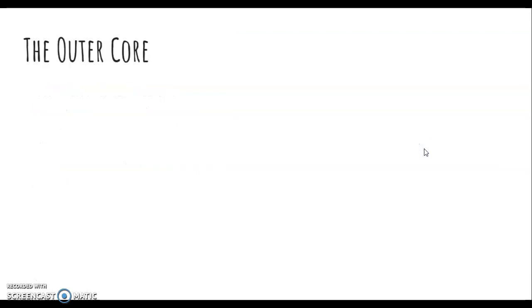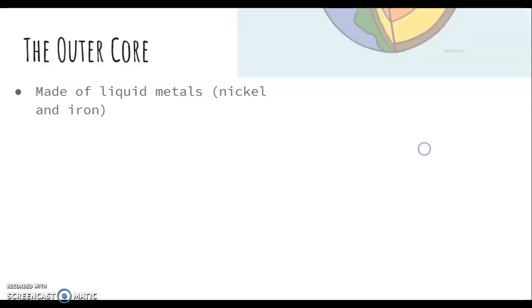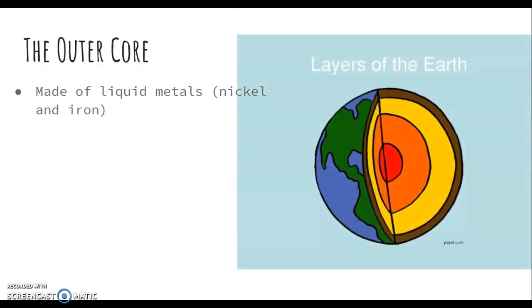Under the mantle is the outer core. The outer core is made of metals, liquid metals, in fact, which are nickel and iron. These metals have been melted down into a liquid state because of the temperature that is in the outer core. The outer core is represented by this orange color here in our diagram.